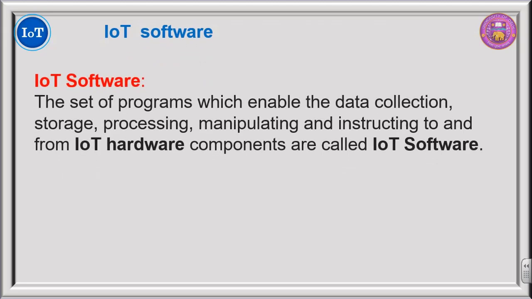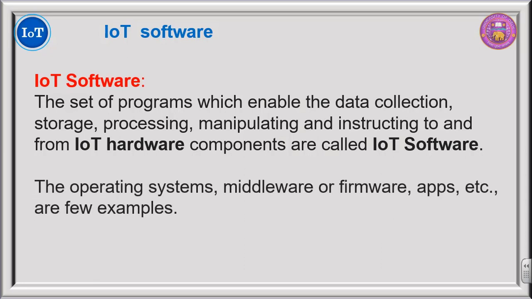What are the IoT software? IoT software, the set of programs which enables the data collection, storage, processing, manipulating and instructing to and from IoT hardware components, they are called as IoT software. Those set of programs are termed as IoT software. It includes the operating system, middleware or firmware or certain apps, etc. These are some of the examples of IoT software.